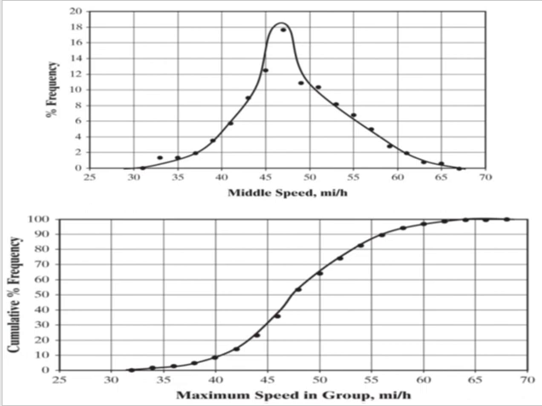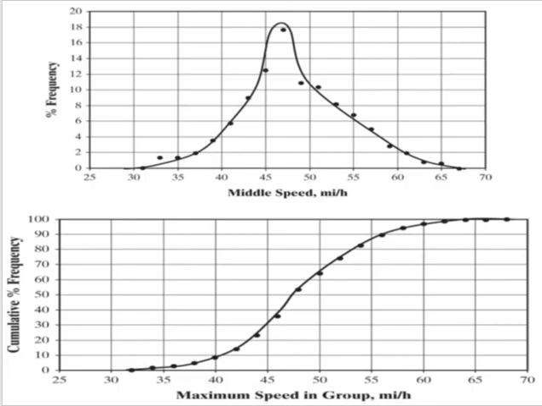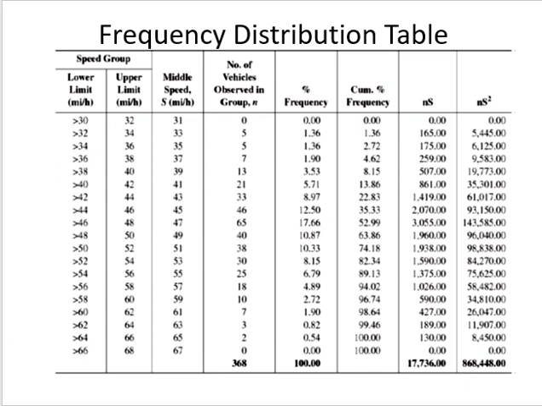Then I plotted the frequency, the percentage and cumulative percentage in these graphs. And from these graphs you will get many values. The first graph, on the x-axis I have middle speed, the third column, middle of each group. On the y-axis I plotted percentage frequency: 0, 1.36, 1.36, these values. Clear? Okay.